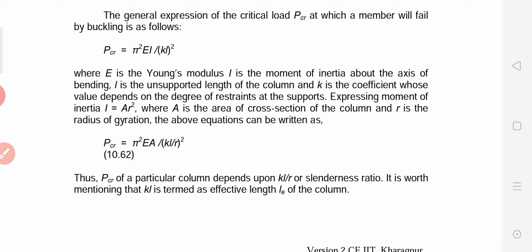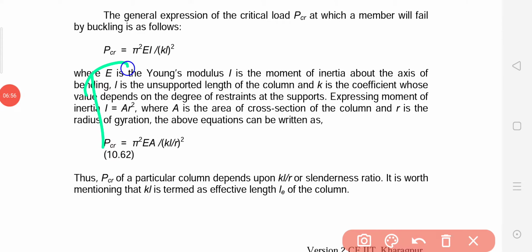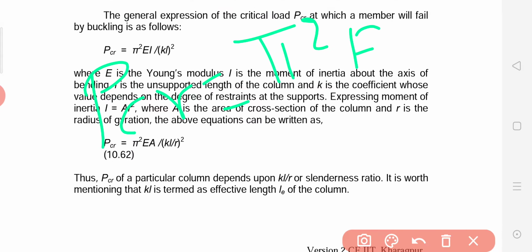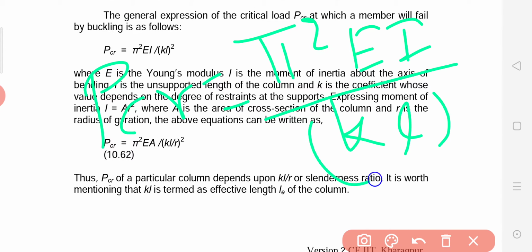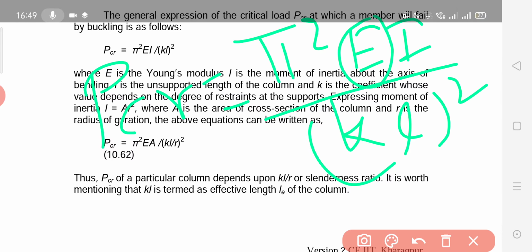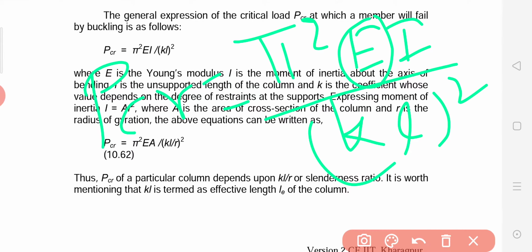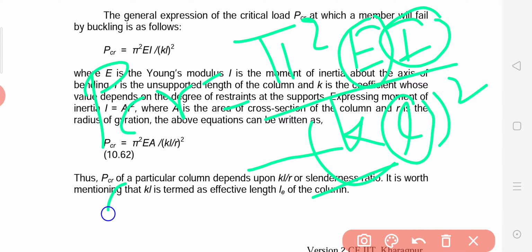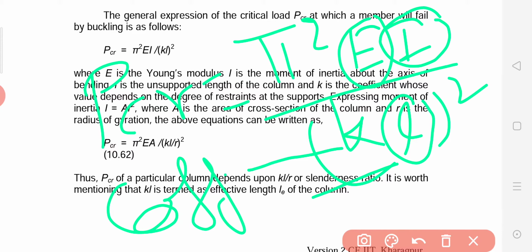The general expression of the critical load PCR at which a member will fail by buckling is PCR equal to pi square EI upon KL square, where E is the Young's modulus of elasticity, I is the moment of inertia about the axis of bending, L is the unsupported length of the column, and K is the coefficient whose value depends on the degree of restraint at the supports.